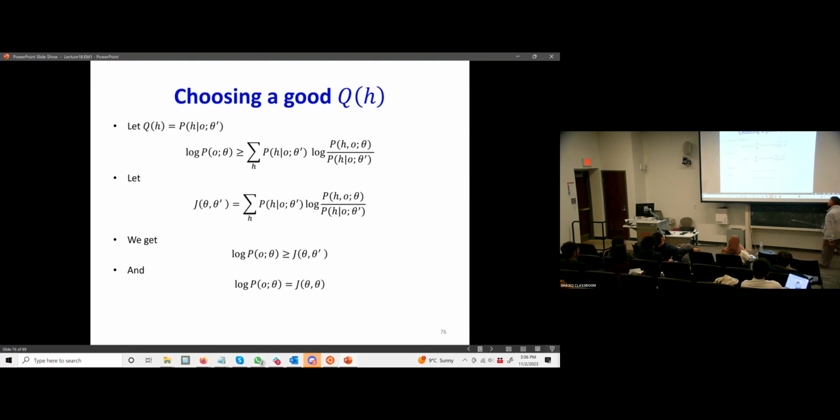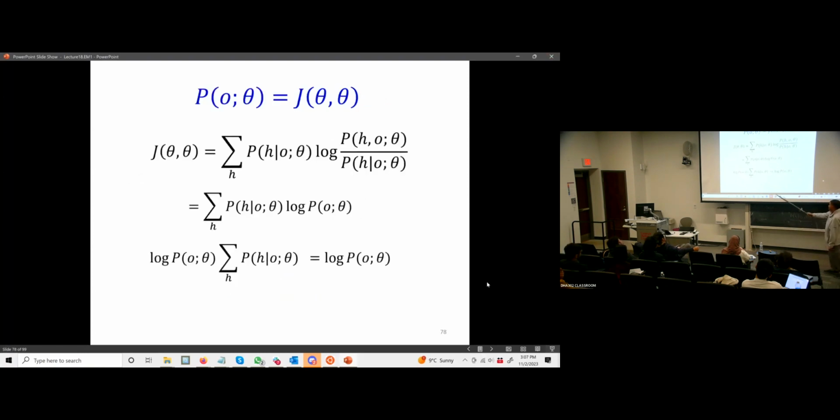So now observe this. There are two things. This term, log of P of O, is always lower bounded by J of theta, theta prime, regardless of what theta prime is. The second thing is that if I set theta to be exactly equal to theta prime, you simply end up with log of P of O again on the right-hand side. How does that happen? Why is J of theta, theta equal to log of P of O?